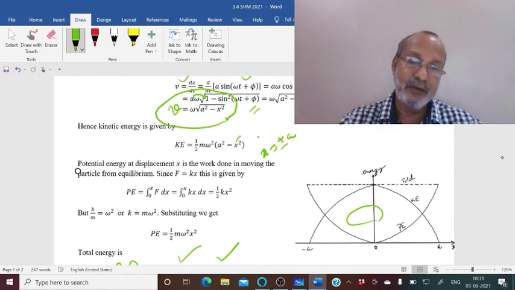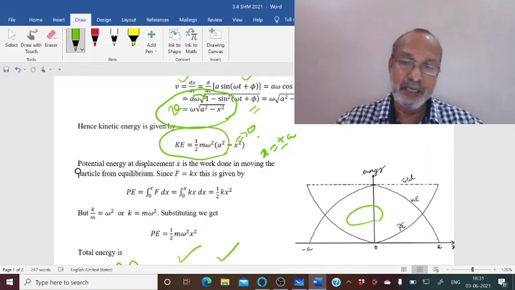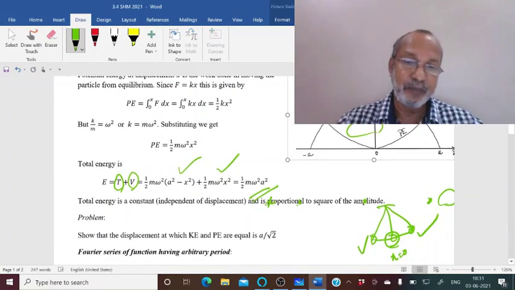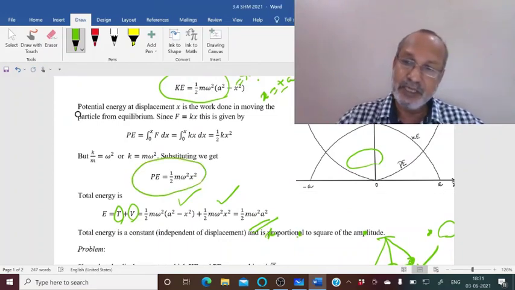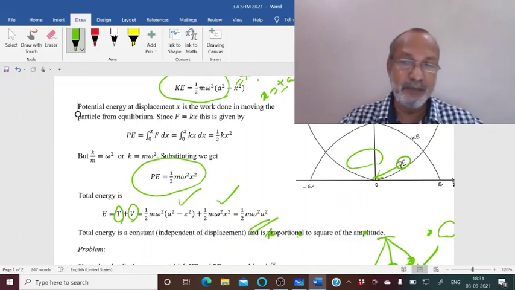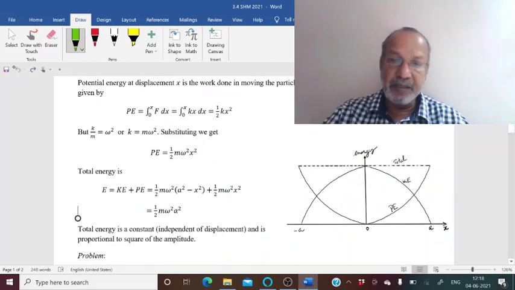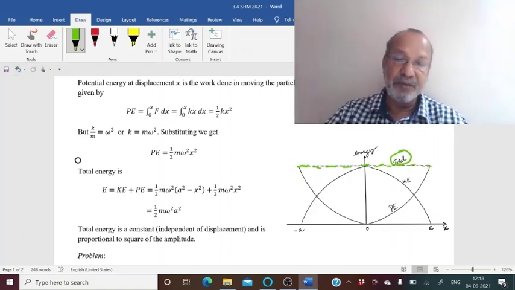So if you put x equal to 0, you get a maximum kinetic energy which will be equal to the total energy, and there the potential energy is 0 because potential energy is given by half m omega square x square. So you can see this potential energy is 0 at equilibrium, and it is maximum at plus a and minus a. And in this graph you can also see that this total energy is independent of x. It's a constant and it is proportional to the square of the amplitude.